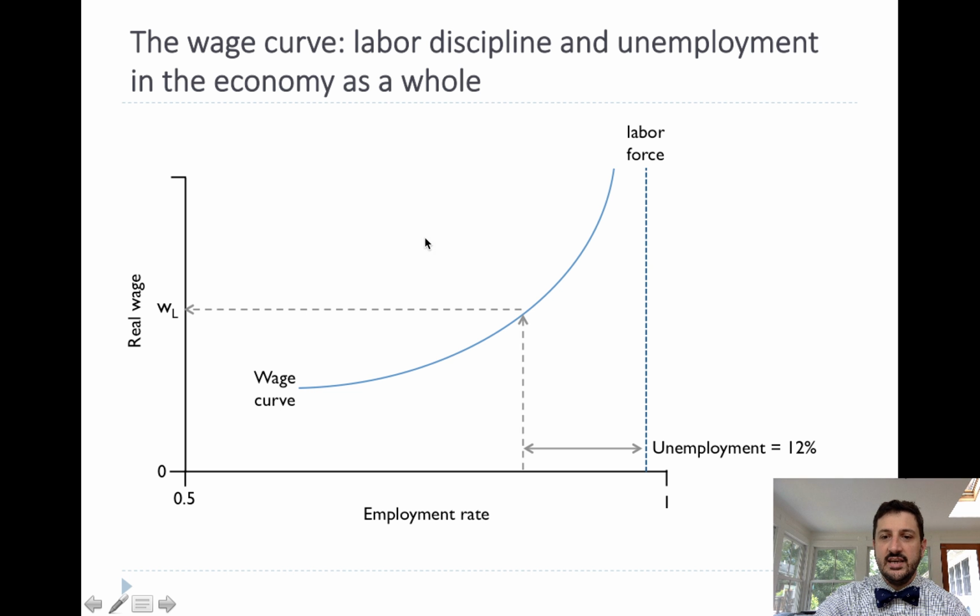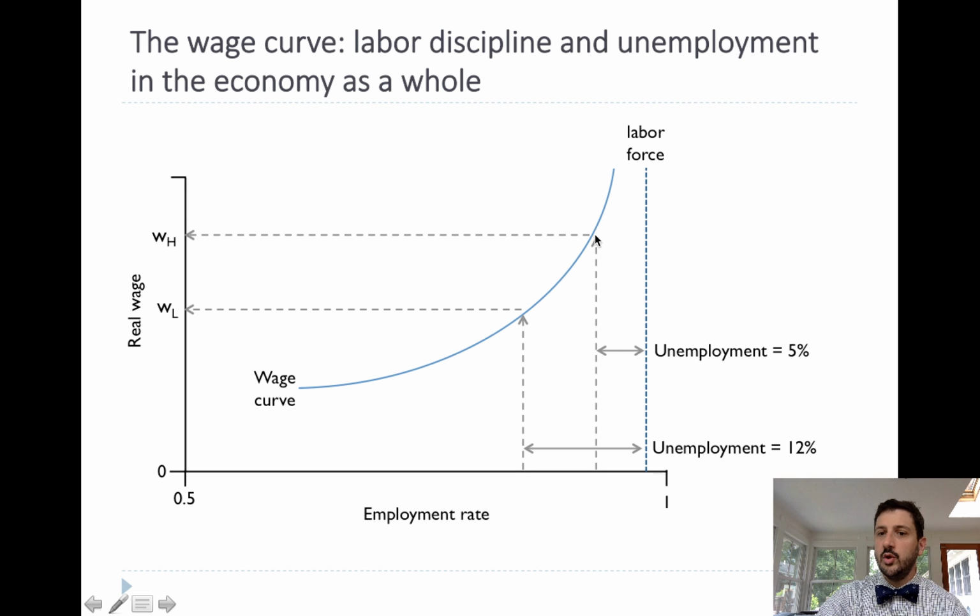So as the unemployment rate goes up or the employment rate goes down, so we're moving to the left in this curve, the real wage is going to go down. If the unemployment rate is 5%, like it is in the United States right now, the wage will be higher. And if it's 12%, like it was, well, it didn't quite get to 12% in the Great Recession, but it got to about 10%, the wage will be lower.